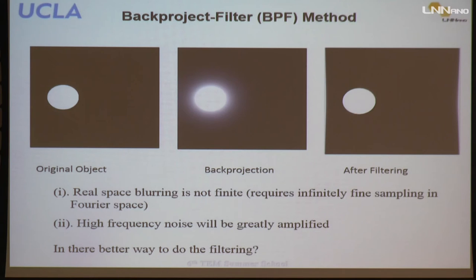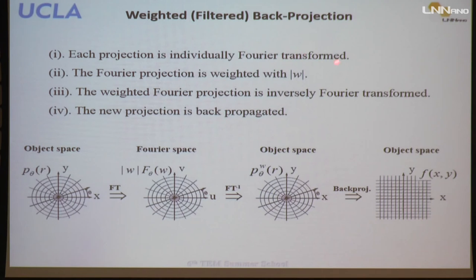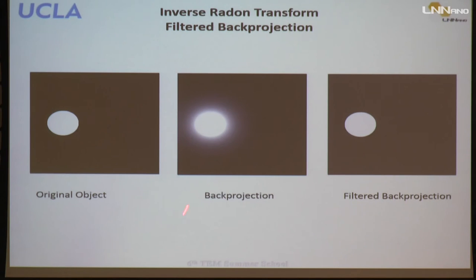So is there a better way to do this filtering? The solution is that we can filter before doing the back projection. We measured individual projections, so I Fourier transform the individual projections and apply this ramp filter. This is along one projection, and I apply the same filter to each and back project using these filtered projections. This is the filtered back projection method, or weighted back projection method. It's a similar method, just applying the filter before back projection. This is our original object, this is regular back projection, and this is filtered back projection. And this one is reconstructed nicely without artifacts.